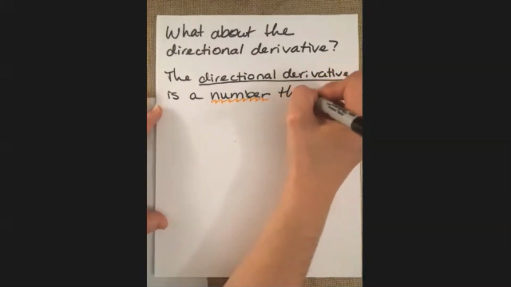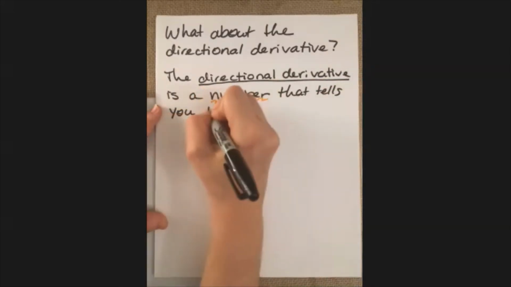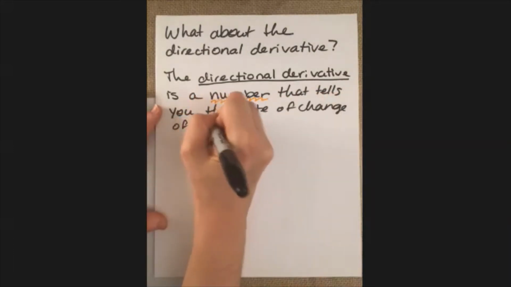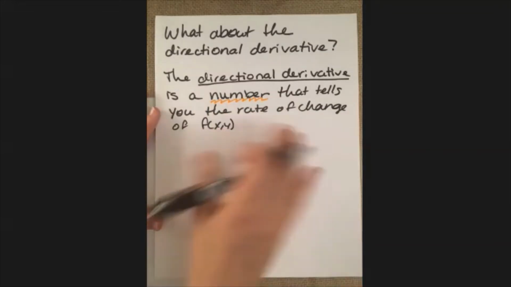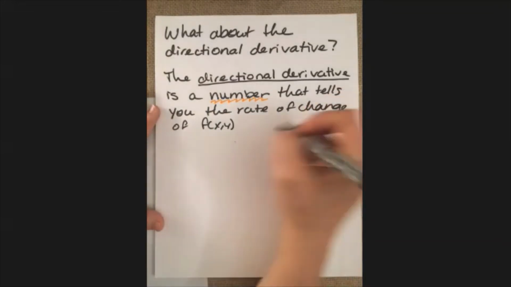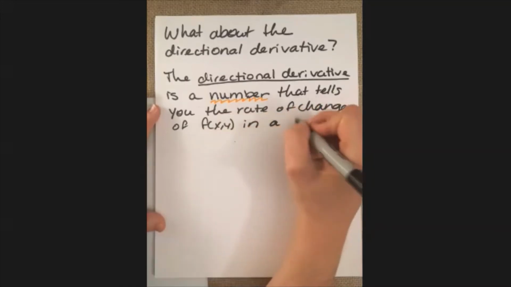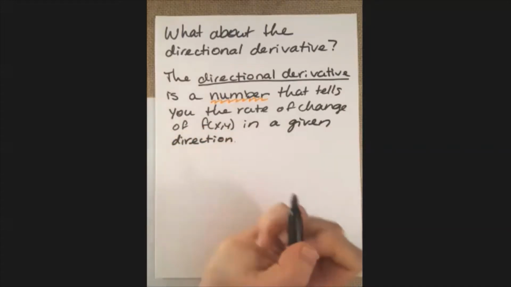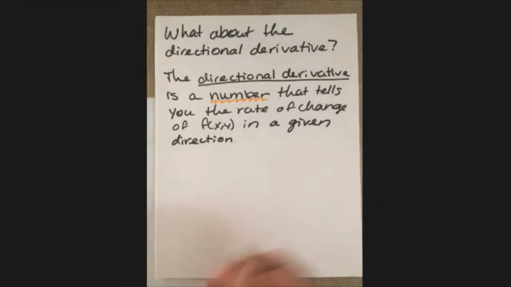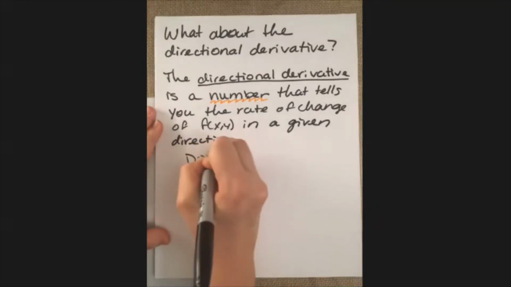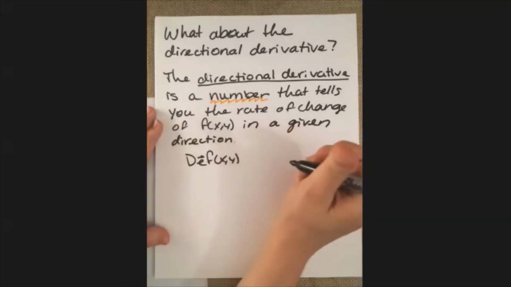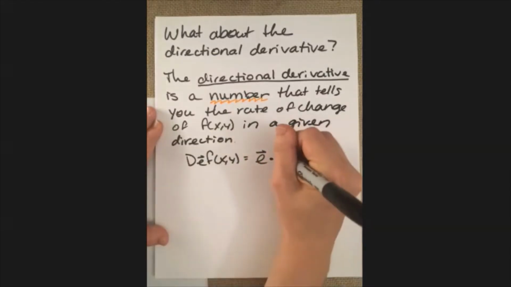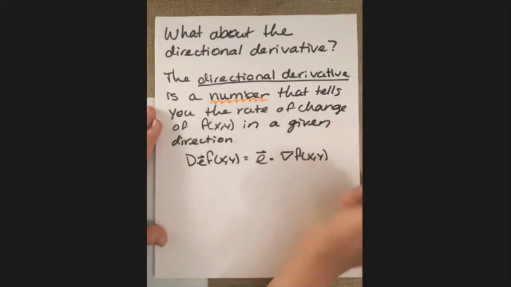That tells you the rate of change of a function f of x, y. And again, this can be generalized to however many dimensions you're working in, in a given direction. And if you look back at my other video about gradients and directional derivatives, you'll recall that this is given at a particular point x, y, and that's equal to the vector or the direction that you're interested in dotted with the gradient of our function f at the point x, y.